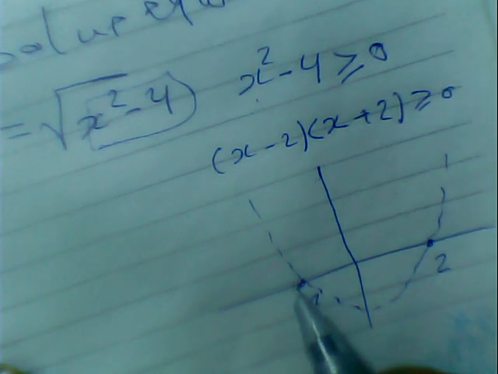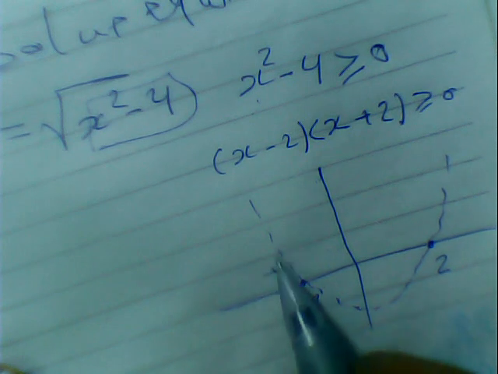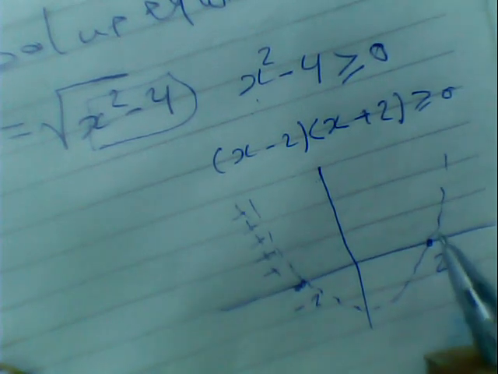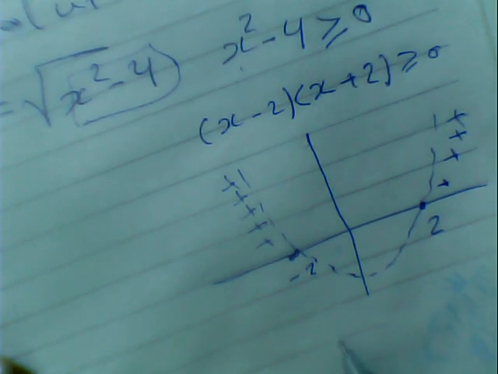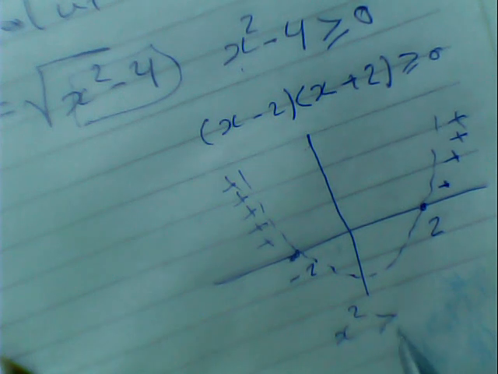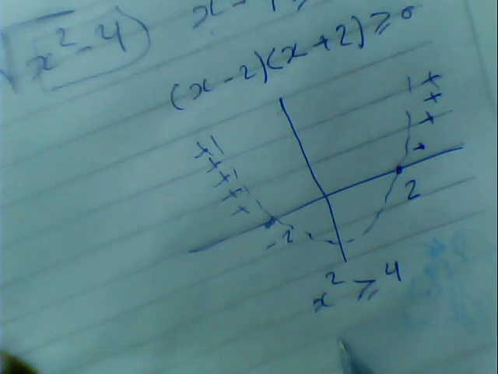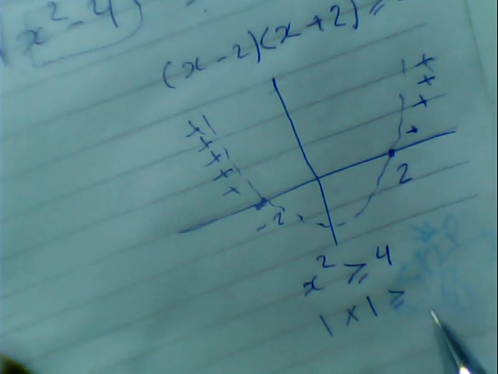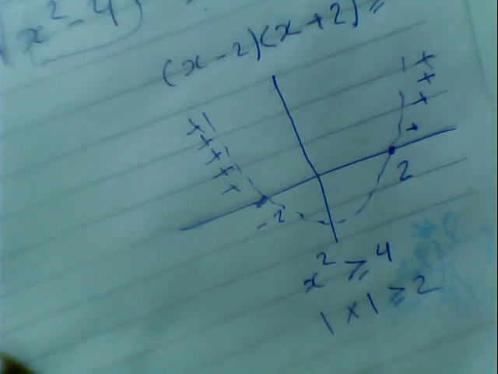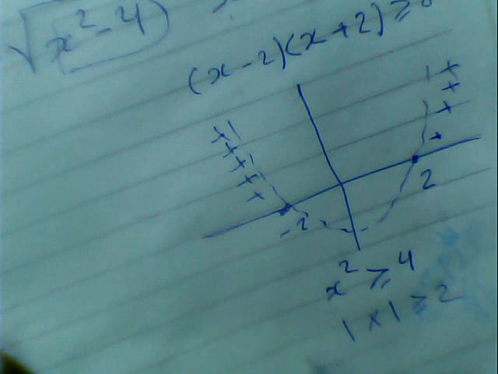The sign here is increasing. Then x square bigger than 4, the same as modulus of x bigger than 2. Okay. We solve another problem.